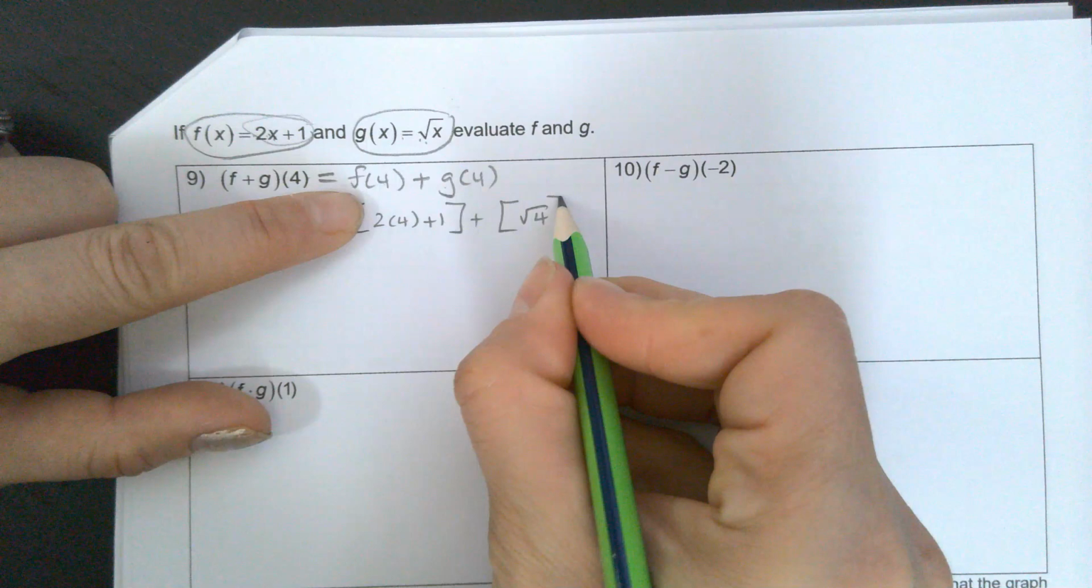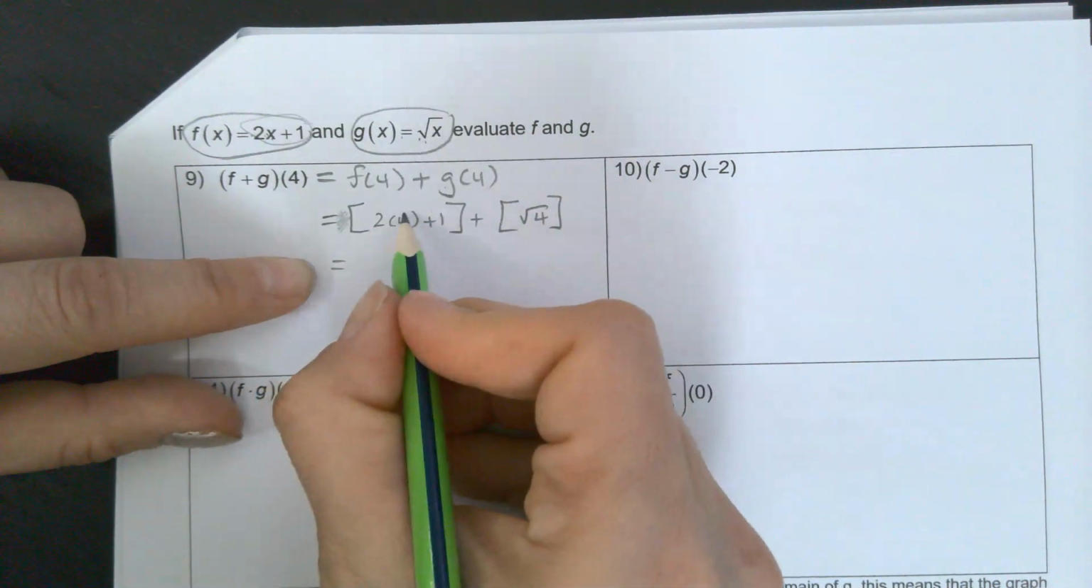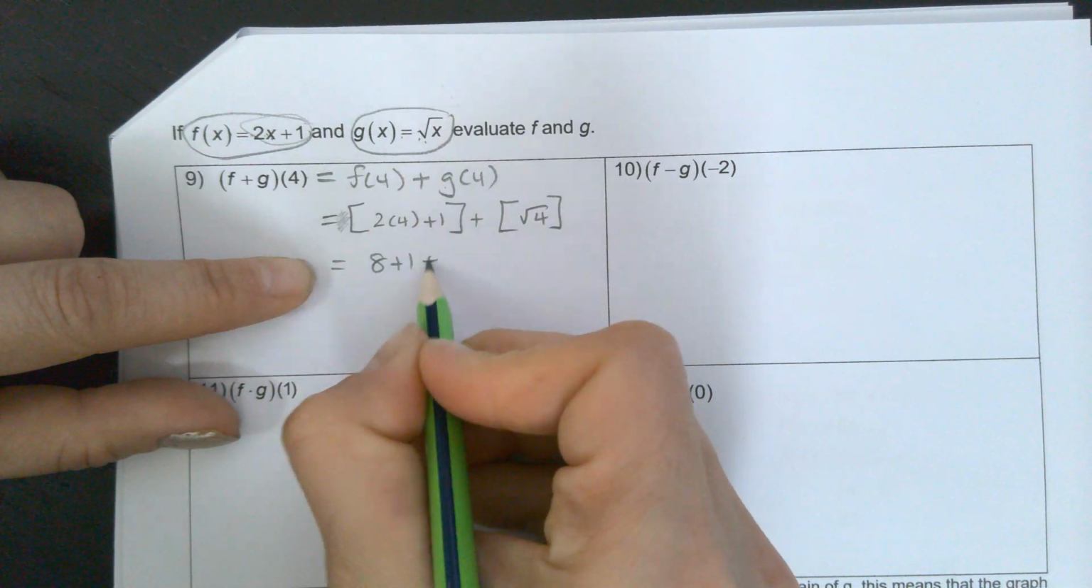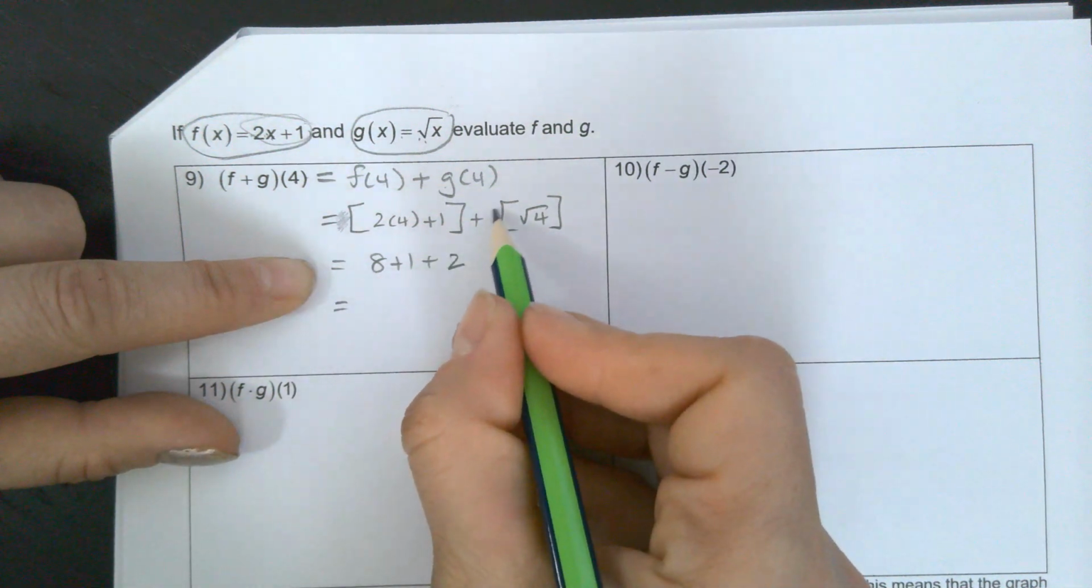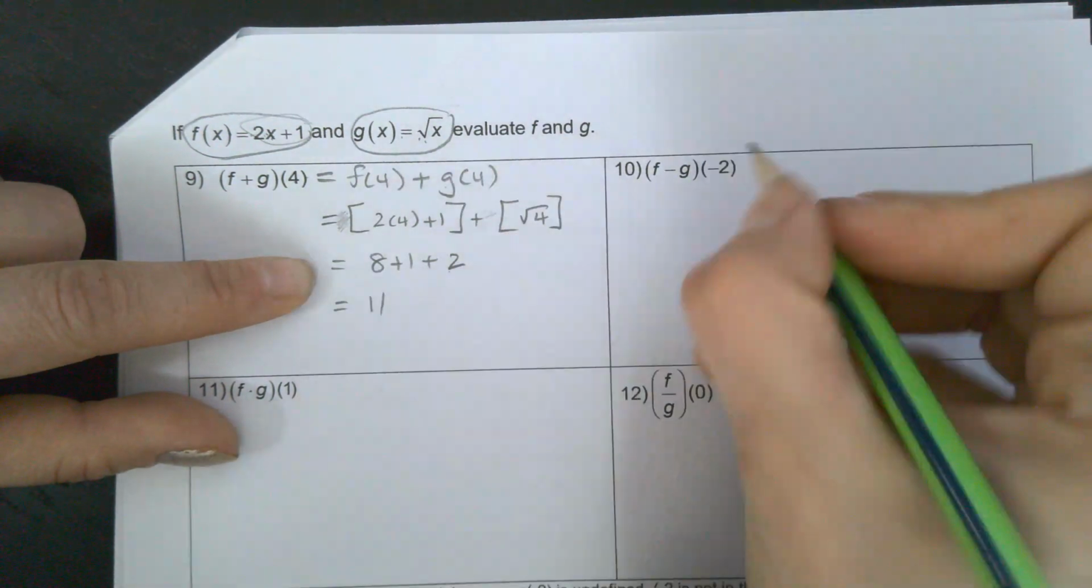Okay, there's nothing in front, so I can take all these brackets off, but I can simplify this. This is 8 plus 1. What's the square root of 4? 2. And I just took the bracket off because it's just a plus here. When it's just plus, it's okay. So this is 9, 10, 11.